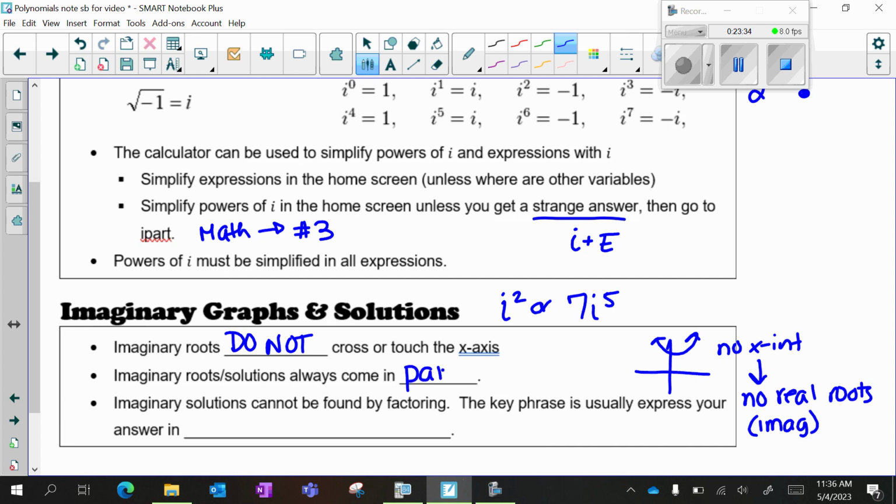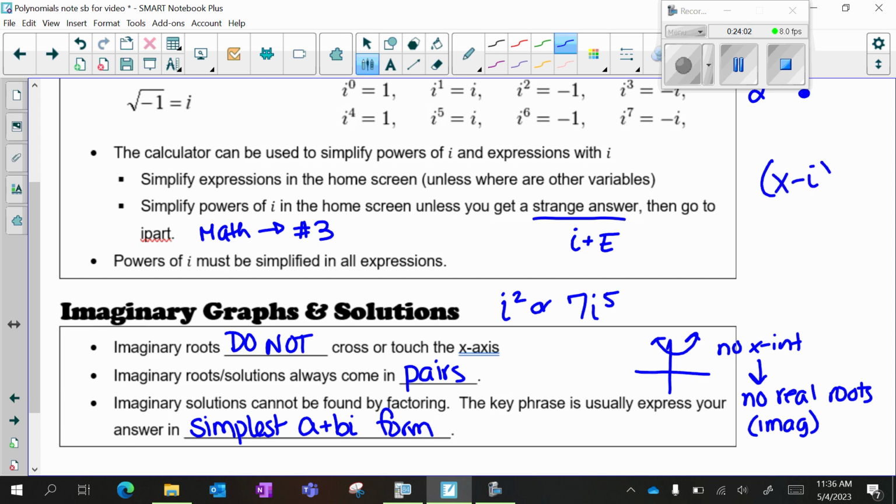Imaginary roots always come in pairs, and imaginary solutions cannot be found by factoring. So we need to use the quadratic formula. If it's an algebraic question, something in the question might say, express your answer in simplest a plus bi form, which we talked about earlier when we did the quadratic formula for those notes. And that's the most important part.